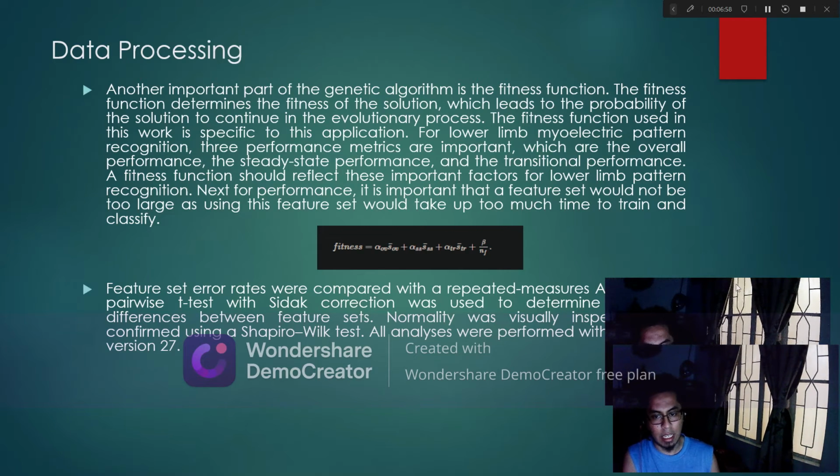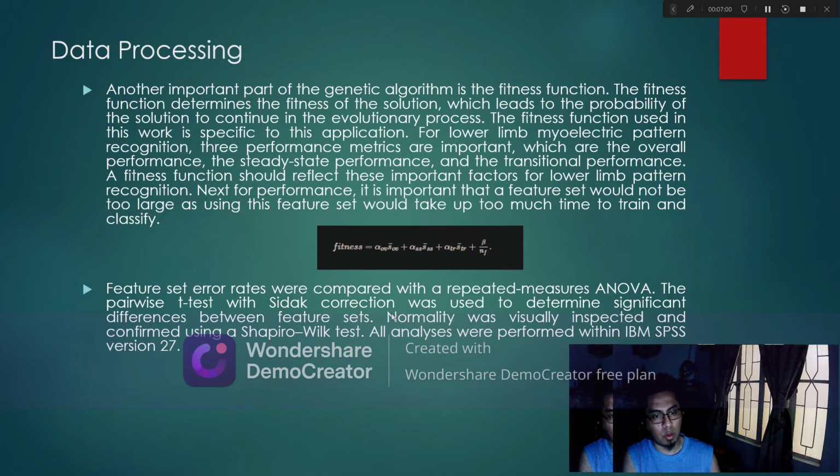And then lastly, feature set rates were compared with repeated measures ANOVA. The pairwise t-test with Sidak correction was used to determine the significant differences between feature sets. Normality was visually inspected and confirmed using a Shapiro-Wilk test. All analyses were performed within IBM SPSS version 27.